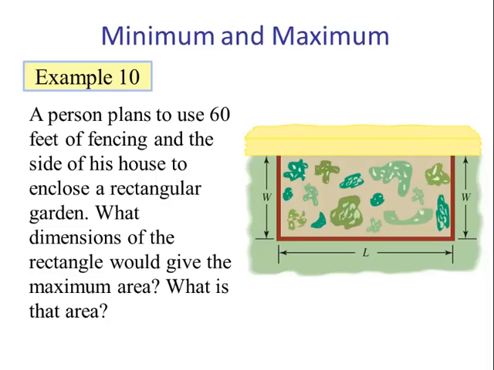Example 10. A person plans to use 60 feet of fencing and the side of his house to enclose a rectangular garden. What dimensions of the rectangle would give the maximum area? What is that area? So from the picture, here's the side of the house. We have W, L, and W that will make the fence, and W plus L plus W will equal 60. We want to know what is the maximum area that we can have using this 60 feet of fencing.